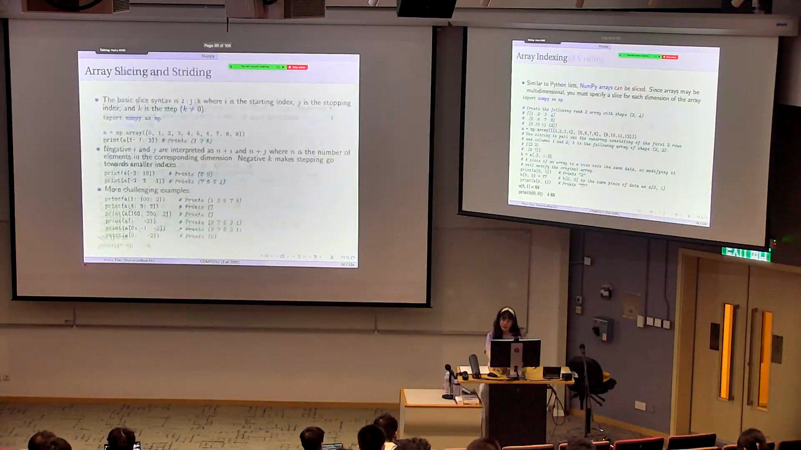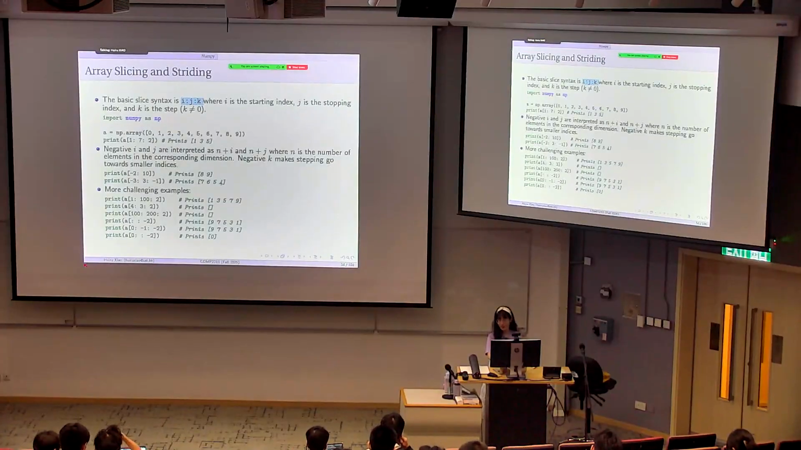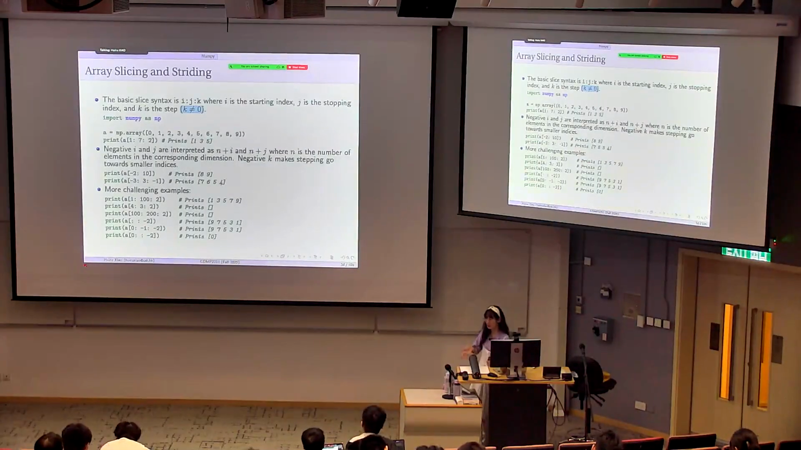Note that array indexing may sometimes be quite confusing if we consider striding. Striding is when we consider the increment step. For striding, the basic slice syntax is i:j:k. i is the starting index. j is the stopping index, and j is exclusive, we don't really go into j. And k is the step. Note that this increment step cannot be 0. If it's 0, then we just stay in the same position forever. So k cannot be 0.